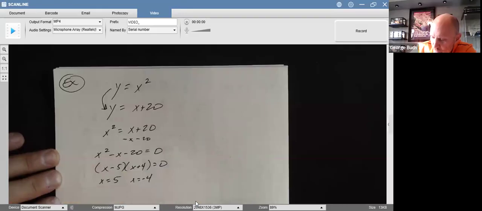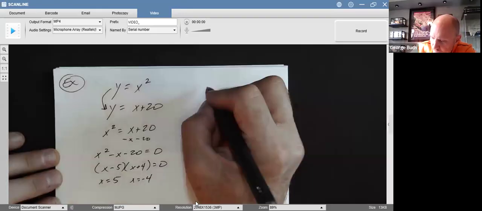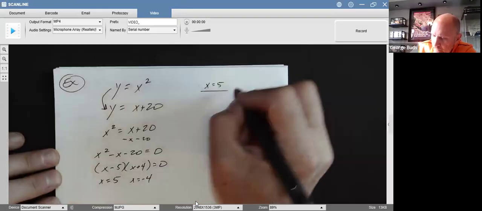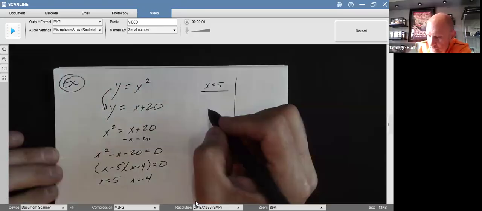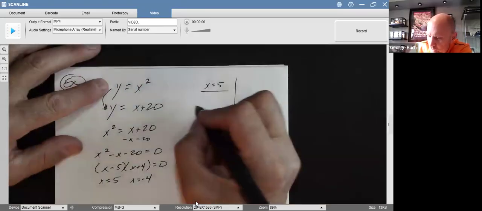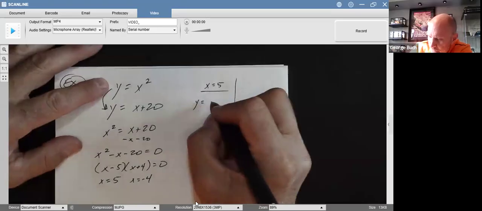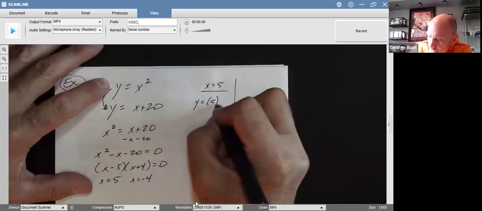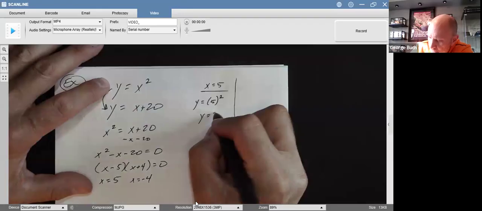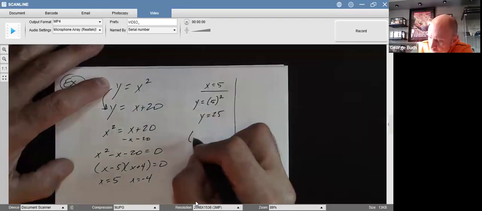So now I'm going to have a couple solutions. First, when x is 5, plug that into either equation. So probably the first one is easiest. y is equal to x squared, which is 5 squared. So y is 25. So one answer is (5, 25).